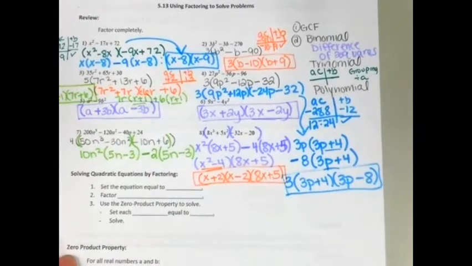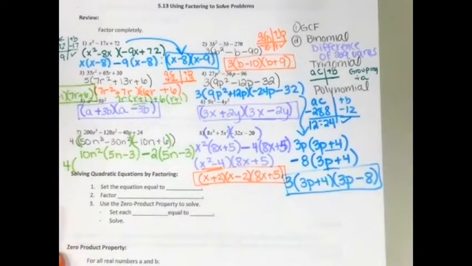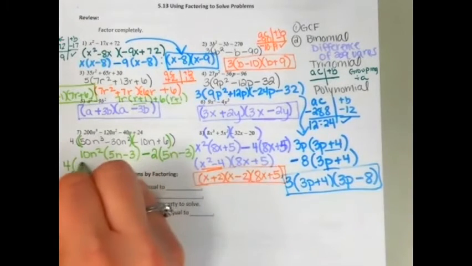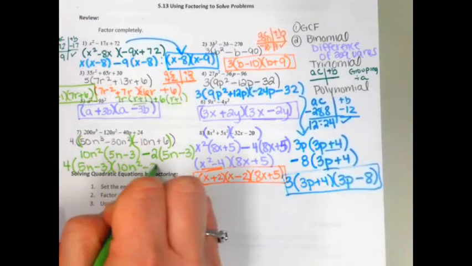And I wrote it correctly this time. So I'm going to put the 4 in the very beginning there because that was our GCF from our original. We have this 5n minus 3, and then we have the 10n squared minus 2.